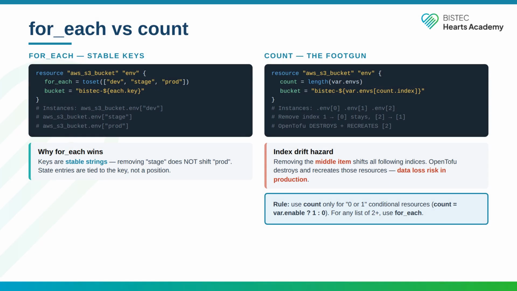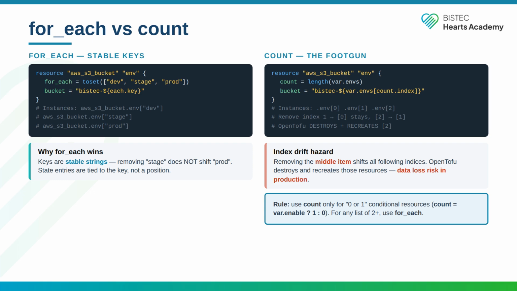This is the most important footgun in all of HCL. Get this wrong, and you will destroy production infrastructure by accident. Count creates n copies of a resource using integer indexes 0, 1, 2. The problem, if you remove an item from the middle of the list, everything above it shifts down. Terraform sees this as destroy and recreate for every shifted resource. In a production VPC, that cascades into an outage.